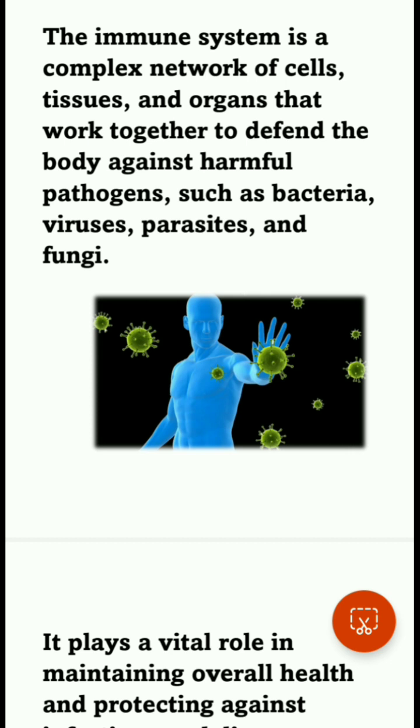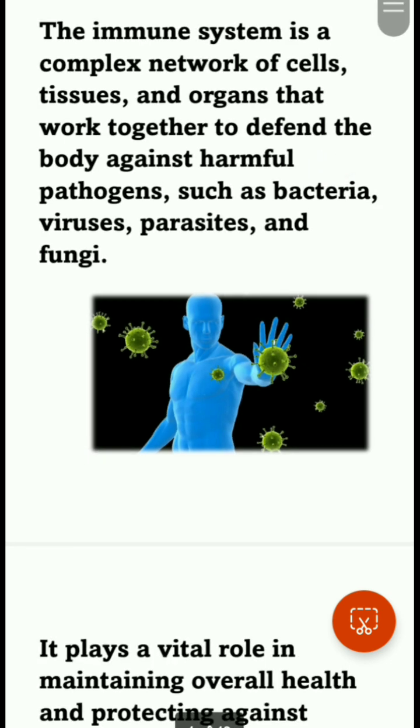So, the immune system is a biological concept. First we will discuss the definition of the immune system, and the simple definition is here. The immune system is a complex network of cells, tissues and organs that work together to defend the body against harmful pathogens such as bacteria, viruses, parasites and fungi.